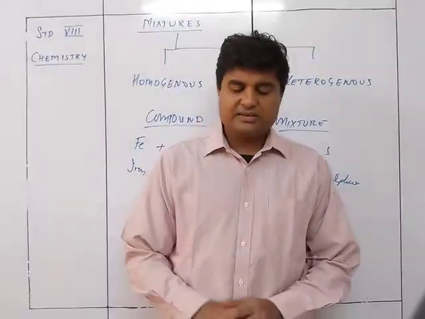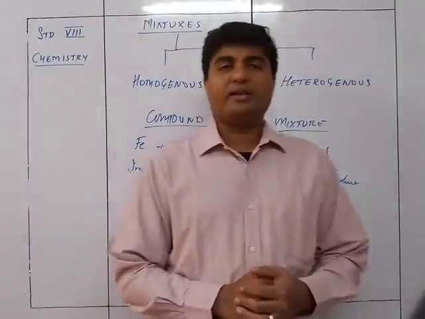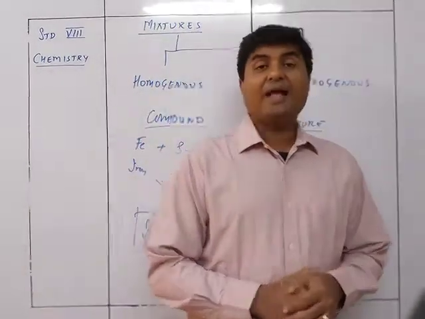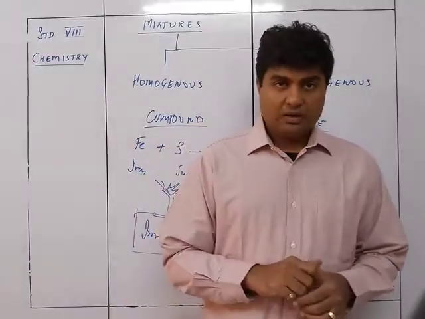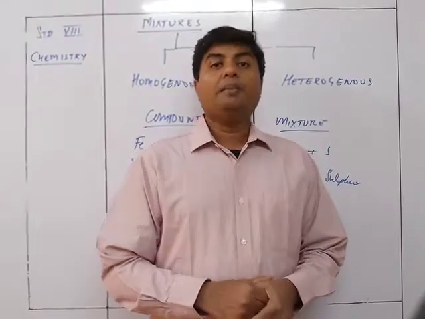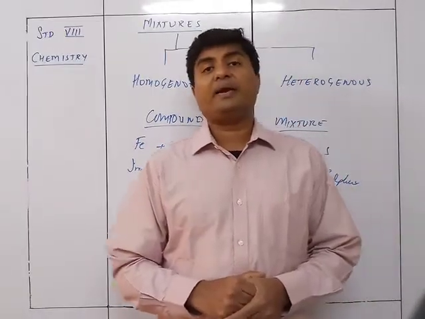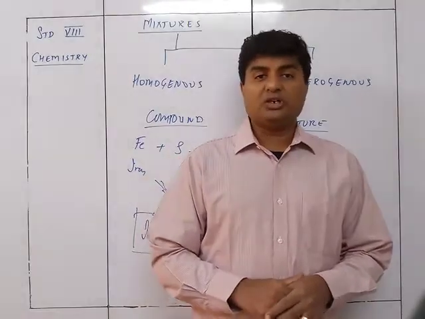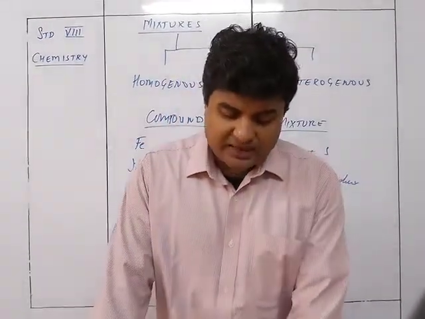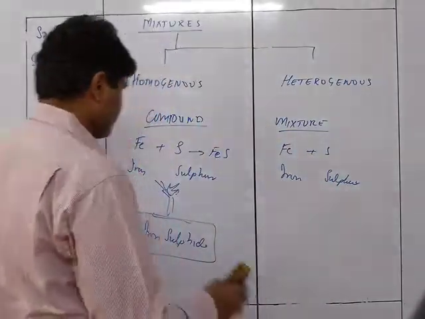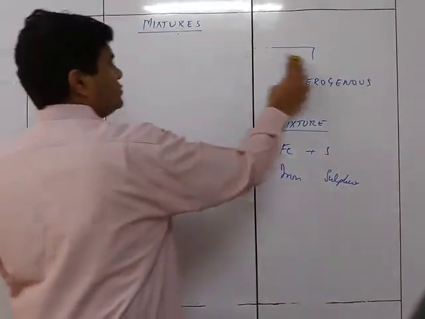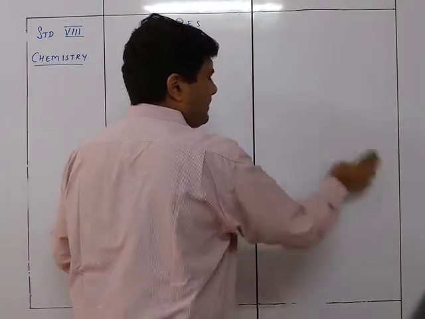Now we see something very, very important in this chapter, and that is the different types of mixtures and the separation methods. See, the most important thing is the separation method. Of course, different types are there, but mainly it is how you separate those mixtures from each other. How you can separate the components of the mixtures is the main part of this particular chapter. So we have the first thing as the different kinds of mixtures.